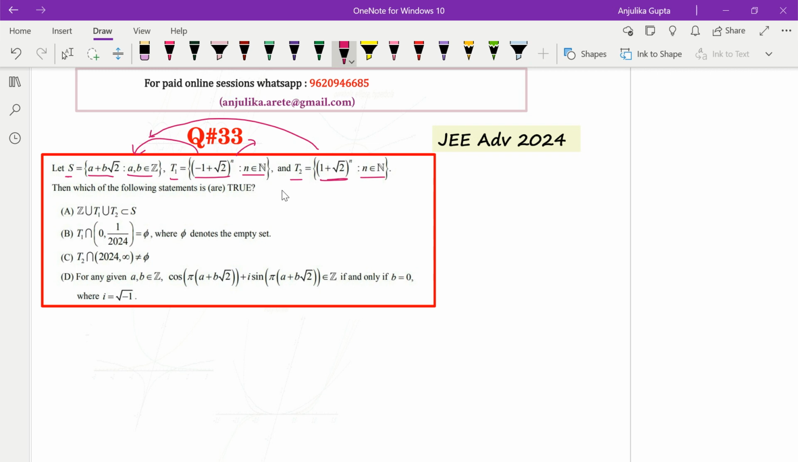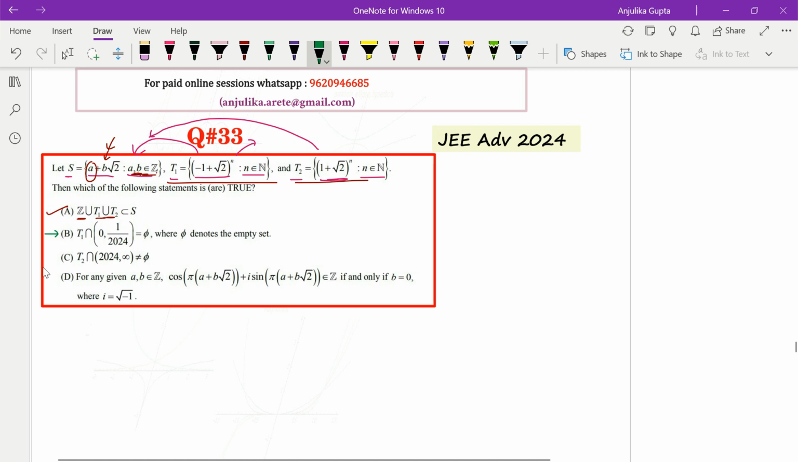Which of the following statements are true? Number A: Z, the integer set, union T1 union T2 is a subset of S. Just now we discussed, right, that T1 and T2 will be subsets of S. So the union will also be a subset of S. But if you union it with Z, is it still a subset? Yes, because A and B are integers, so B can be 0 also. In case B is 0, all the integers are there in the set S. So this is perfectly true that Z union T1 union T2 is a subset of S. Comment if you don't understand this part, I will try answering you.